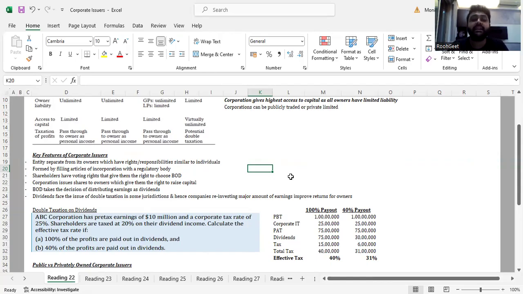Then board of directors takes the decision of distributing earnings as dividends. It is the decision of the board of directors to distribute the earnings as dividends, or retain that earnings. Now why? Because board of directors are the domain experts in the business. They know the business well. They know if the business will need money or not. On the basis of that, they should take the decision.